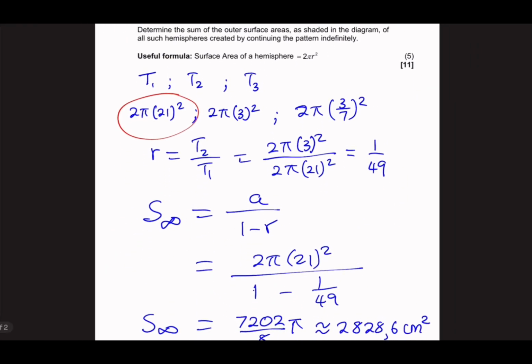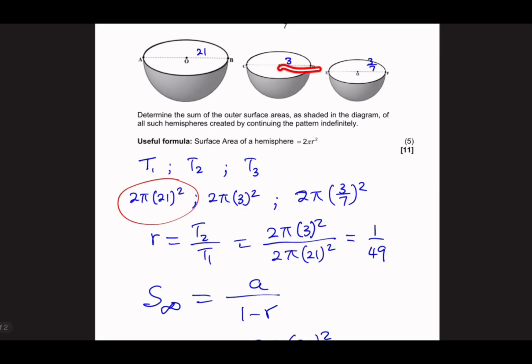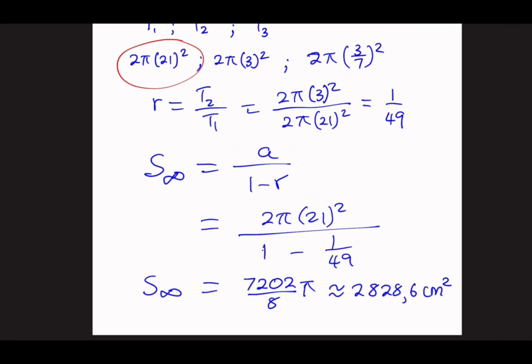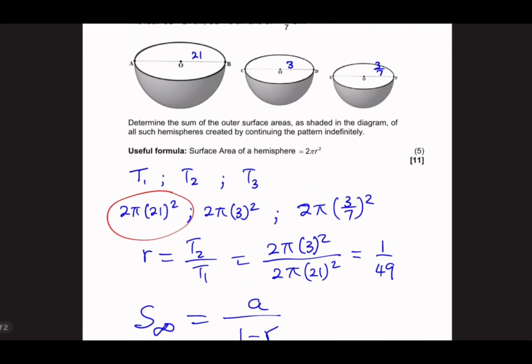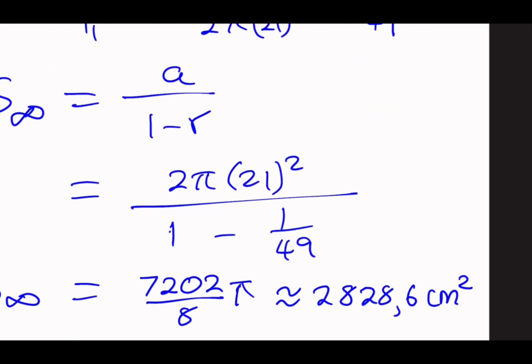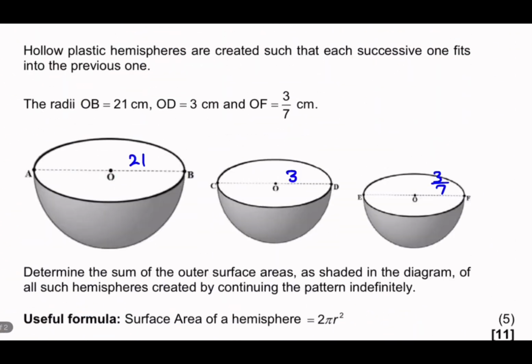So we created a sequence of surface areas, not the radii, but the surface areas, because the question is actually interested in the surface areas. And we did find this sum to infinity. So if this was continued indefinitely, we know for sure that this sum will not exceed this number. And that's that question over there.